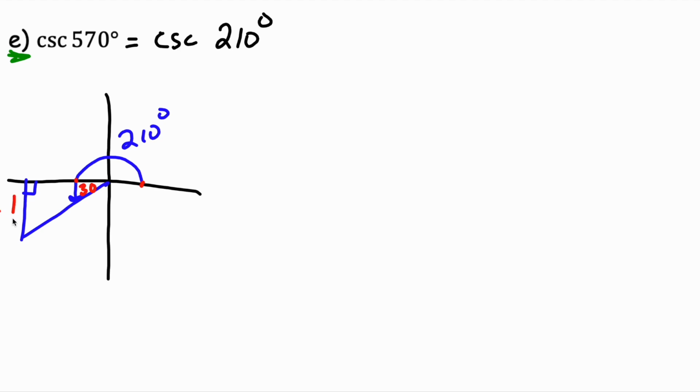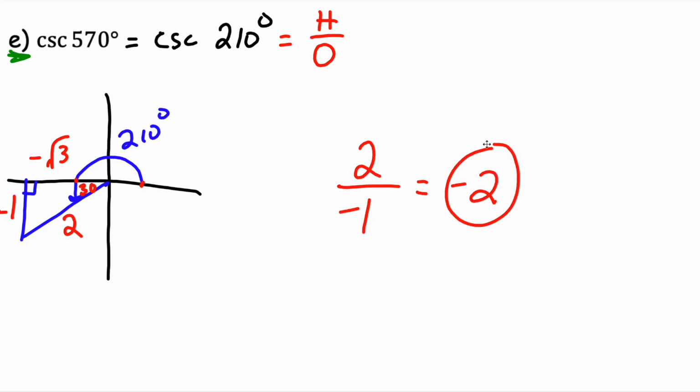Opposite of 30 is 1, but because I'm going down, it's a negative 1. Adjacent is square root of 3, but because I'm going left, it's negative square root of 3. And the hypotenuse is always positive, so that's 2. And now I need my ratio for cosecant. Well, that's the reciprocal of sine, so hypotenuse over opposite. So hypotenuse is 2, opposite is negative 1, so negative 2 is my final answer. All right, so I want you to pause the video and try letters B, D, and F. Try those three and see how you do.